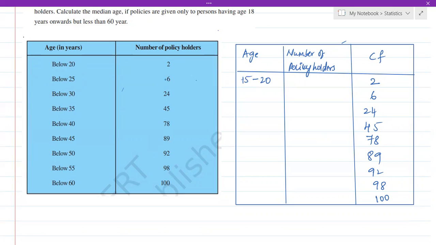The next value will be below 25, right? So here you can write it as 20 to 25. Then continue 25 to 30, 30 to 35, because the difference between each value is 5 units, right? So we're going to write it as an interval of 5 units. Okay, so 35 to 40, 40 to 45, 45 to 50, 50 to 55, 55 to 60.